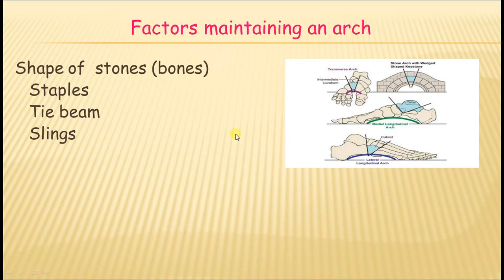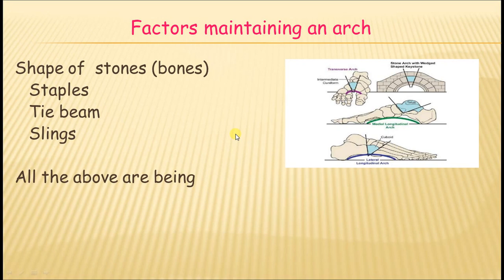So if you take any arch, for each arch you have to discuss these factors, whether it is a medial longitudinal arch or a lateral longitudinal arch. You should discuss, first of all, the shape of the bones, the anterior and posterior pillars and summit of the arch for the longitudinal arches. Then which structures form the staples or intersegmental ties for each of the arches, which factors serve as the tie beam, and then which factor serves as a sling for the arch.